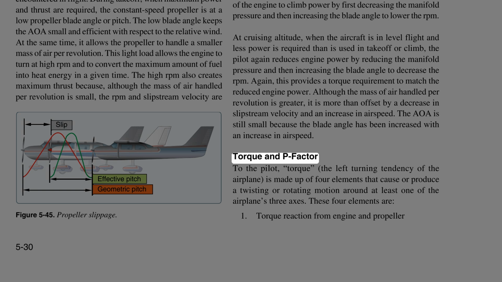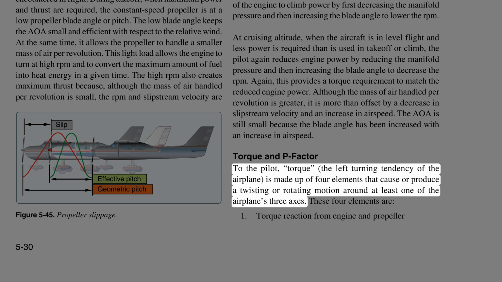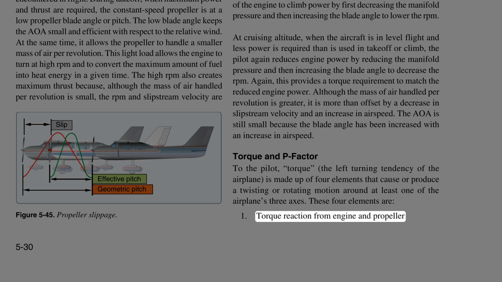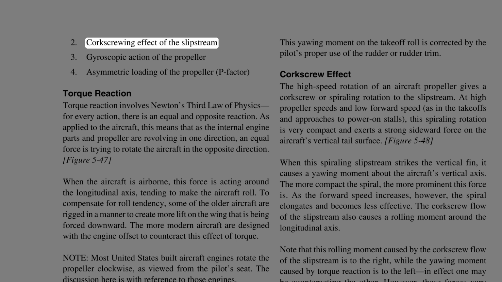Torque and P factor. To the pilot, torque, the left-turning tendency of the airplane, is made up of four elements that cause or produce a twisting or rotating motion around at least one of the airplane's three axes. These four elements are: 1. Torque reaction from engine and propeller, 2. Corkscrewing effect of the slipstream, 3. Gyroscopic action of the propeller, 4. Asymmetric loading of the propeller, or P factor.